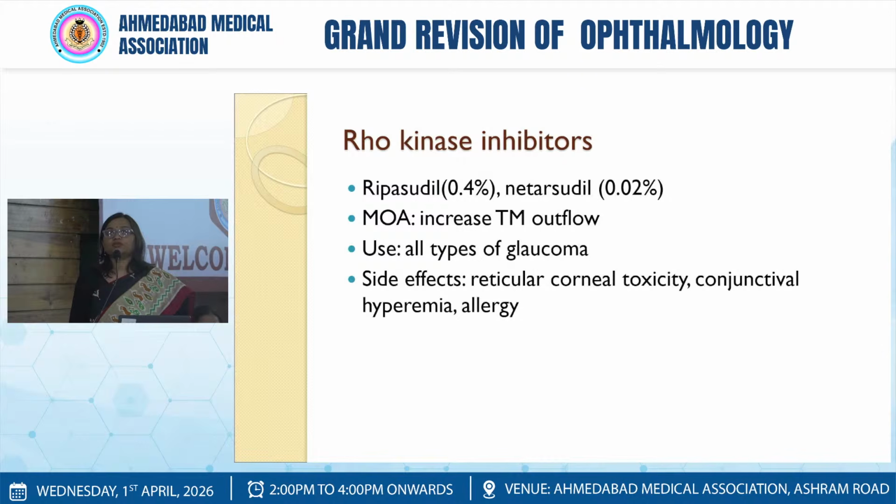So this is the only drug which acts on the meshwork. The rest either decrease the aqueous production or increase the uveoscleral outflow. This is the only drug which increases the conventional trabecular meshwork outflow. It is used as of now as an add-on in all types of glaucoma. The most common side effect is conjunctival hyperemia or red eye, followed by allergy and reticular corneal toxicity.